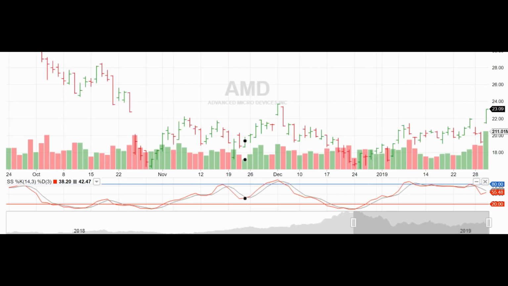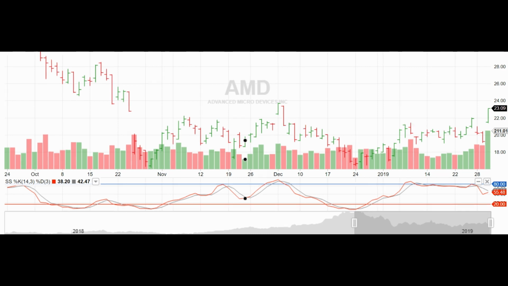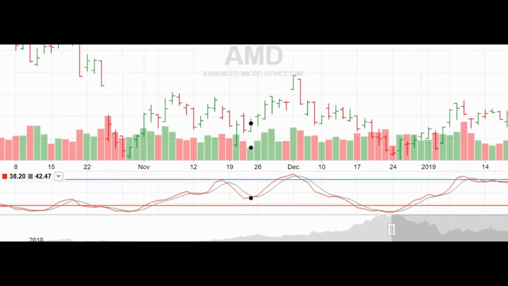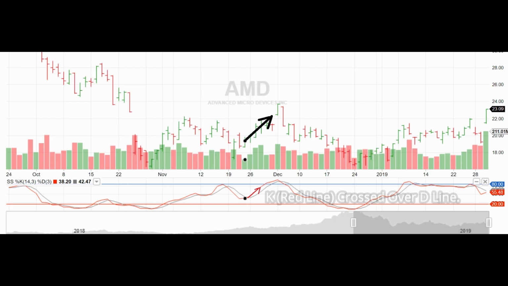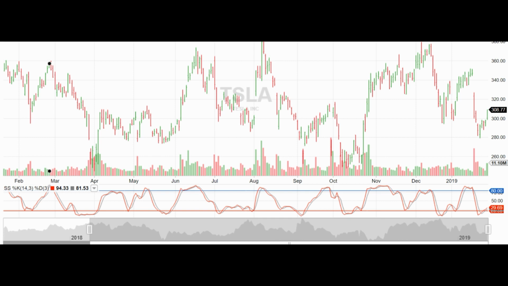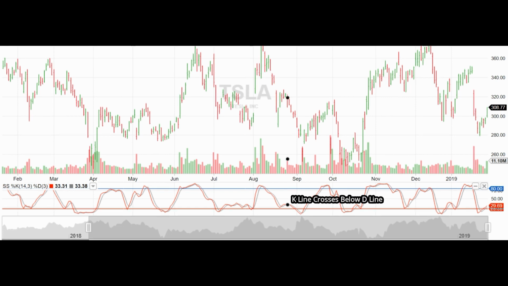As you can see, the stochastic oscillator consists of two lines, K and D lines. So another way of reading stochastics is when the K line crosses over the D line and goes above it. That's a buy signal, as the price should go up, just like we see it in this example. Conversely, when the K line crosses below the D line, it's a sell signal, as the price of the stock could go down, just like in this example.